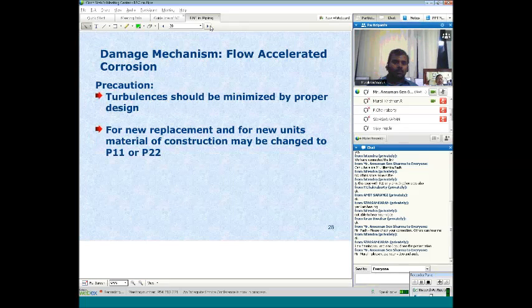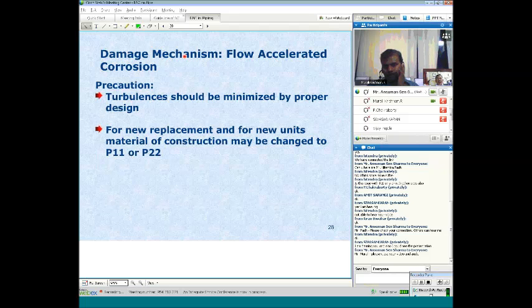Then for new replacement, that is if the system chemistry cannot be managed, you can possibly think of changing the metallurgy itself, because as you have seen, carbon steel is the metal which is mostly affected by flow accelerated corrosion. The same is not true for P11 or P22. Here we are having 1¼ chrome. Here we are having 2¼ chrome. If we use 2¼ chrome, the chance of FAC is almost zero. You don't have to worry about FAC.